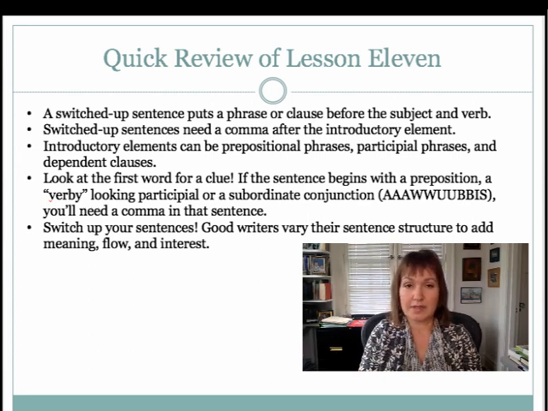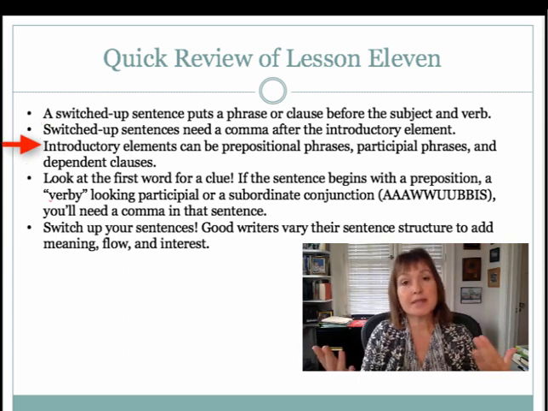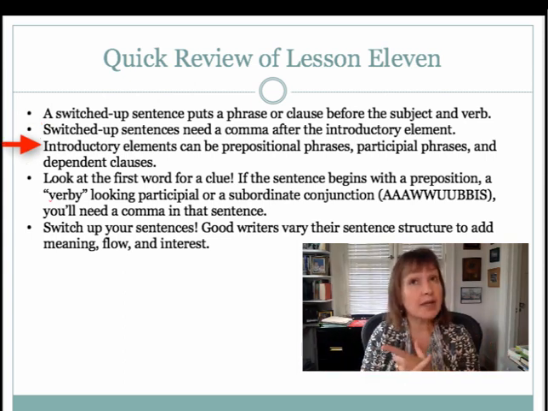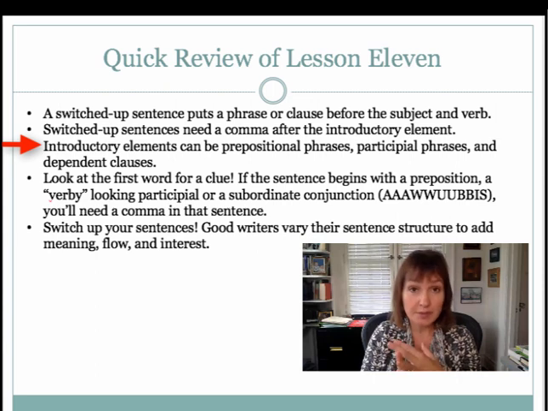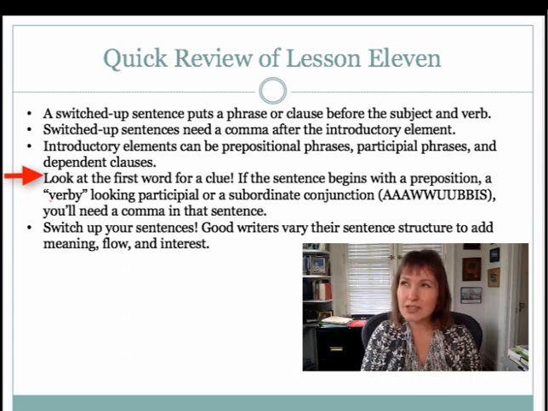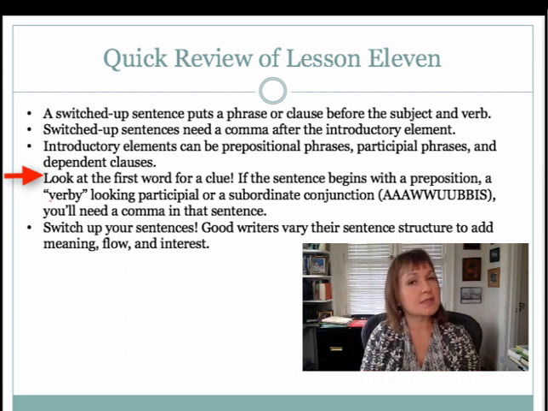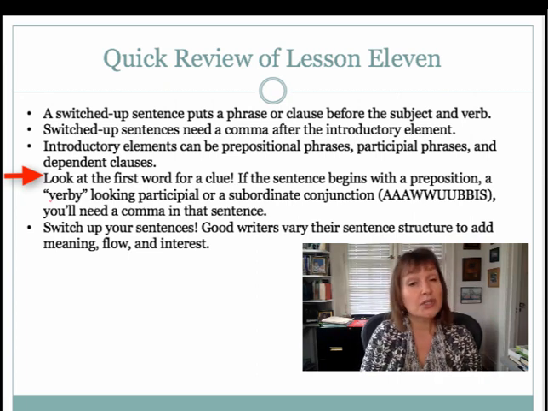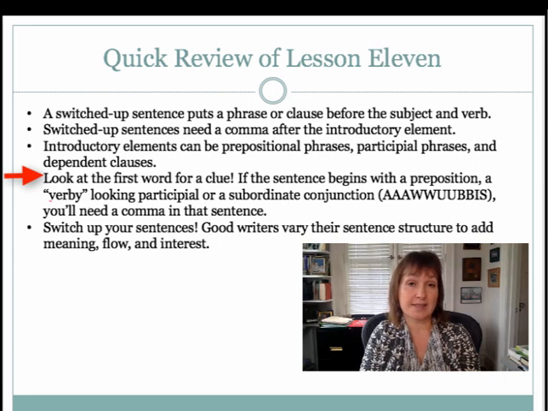Here's a quick review of our lesson. A switched up sentence puts a phrase or a clause before the subject and the verb. A switched up sentence needs to have a comma after that introductory element. Introductory elements can be several things: a prepositional phrase, a participial phrase, or a dependent clause. Look at that first word for a clue. If the sentence starts with a preposition or a verby looking participial or a subordinate conjunction like one of the awoobus words, you know you'll need a comma in that sentence.